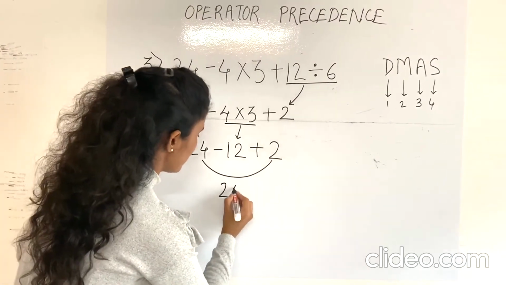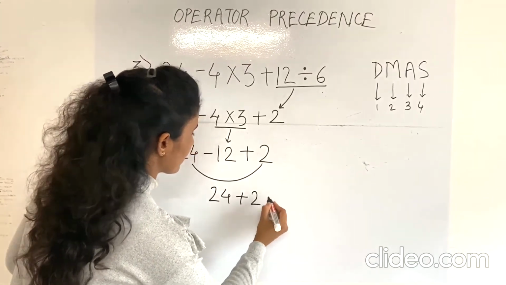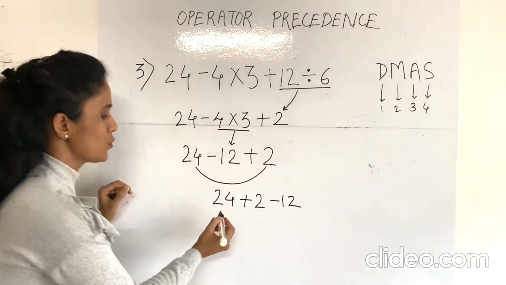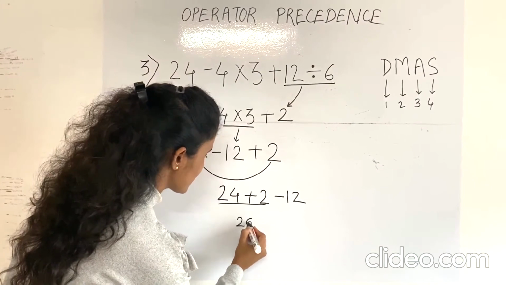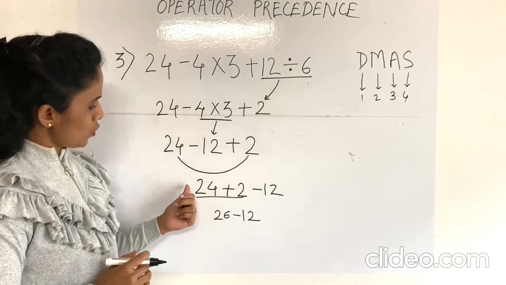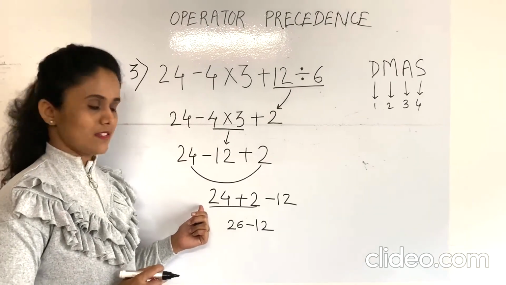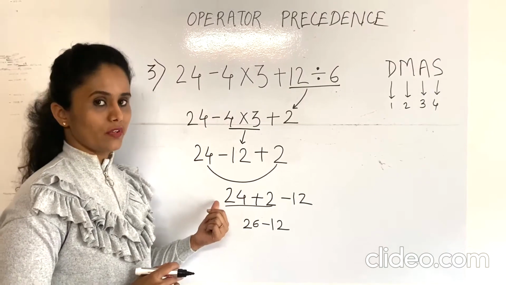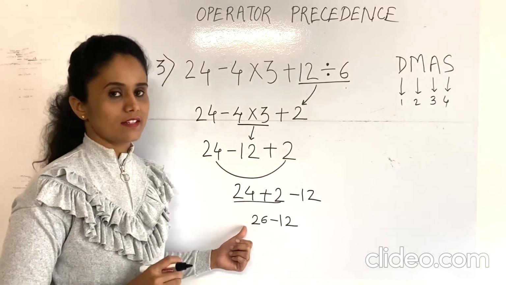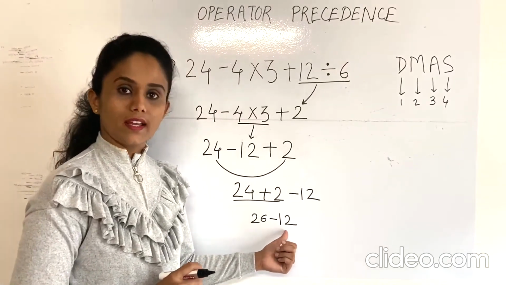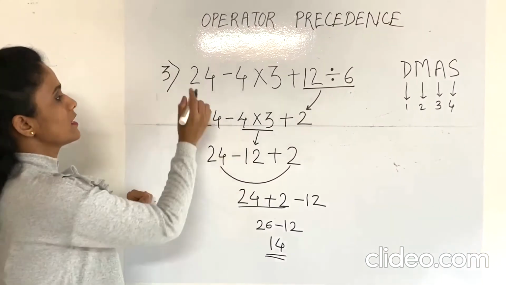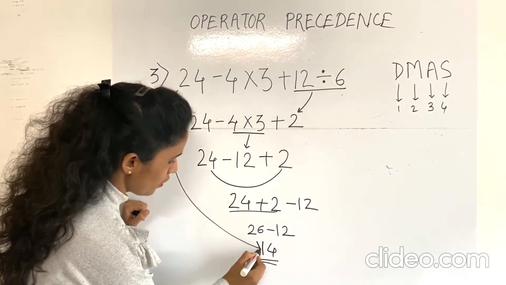So 24 plus 2 minus 12. Yeah, this step I wrote for your understanding. And 24 plus 2 is 26 minus 12. So we did the addition in this step, and this step I wrote only for your understanding. Alright, and the next step is subtraction, which is your final step. 26 minus 12 is 14. And 14 is the final answer of your expression.